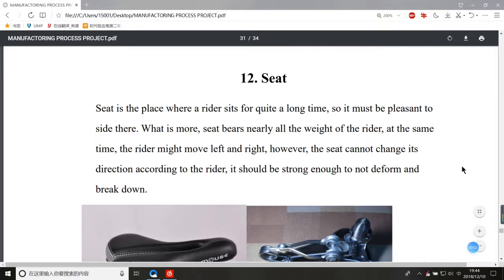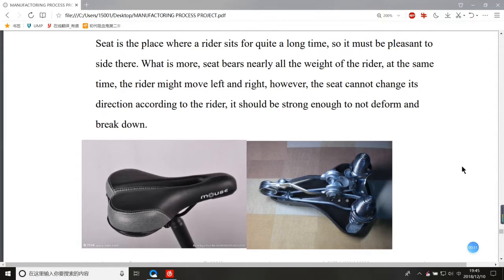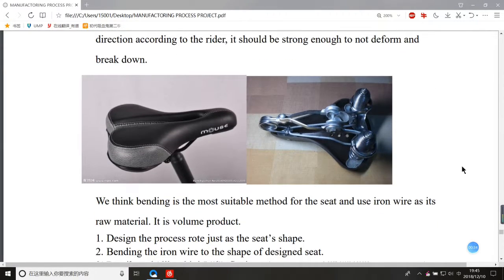Okay, I will start from the seat. The seat is the place where a rider sits for quite a long time, so it must be pleasant to sit on. What's more, the seat bears nearly all the weight of the rider. At the same time, the rider might move left and right. However, the seat cannot change its direction according to the rider. It should be strong enough to have no deformation and no breaking down. Here are their pictures.